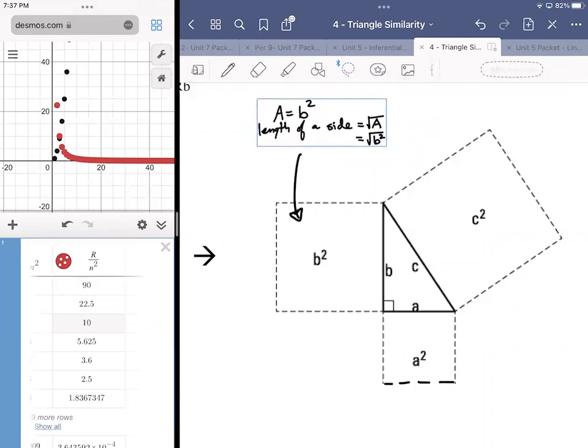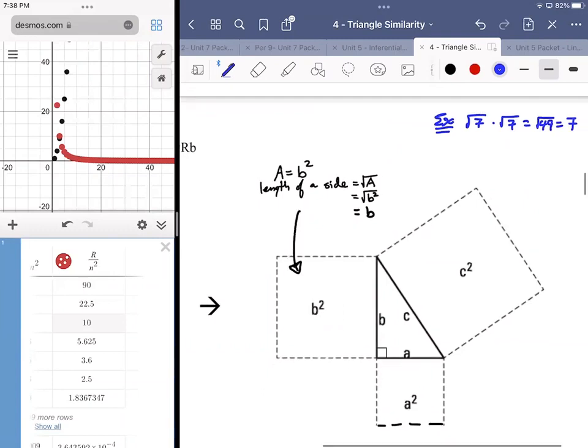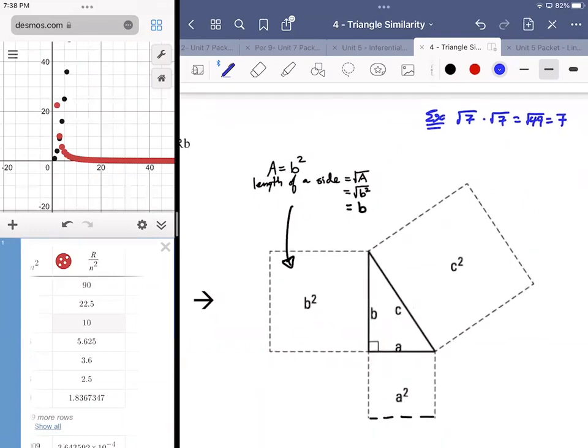So the length of a side is the square root of b squared. Okay. So then we just have to think about what would that be? Well, it would be b. Right. And that's because, for example, I'll just jot this off on the side here. We were talking about this before. If I tell you to figure out what radical 7 times radical 7 is, that's going to be equal to radical 49, which in turn is 7.